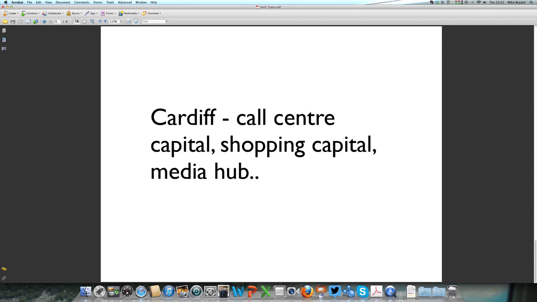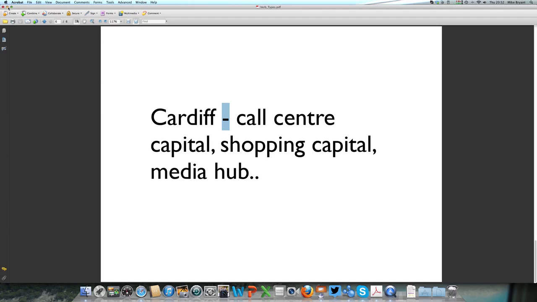So where would we look in this sentence? Well, the sentence begins with Cardiff, which is a noun, describing the city, a proper noun going back to the previous video, and then some characteristics of that place, again using noun phrases. It's a call centre capital. It's a shopping capital. It's a media hub. Now where we'd look for the main event in the sentence is here, pretty much where the hyphen is. But in this sentence, there is no verb. It's what we call a minor sentence.